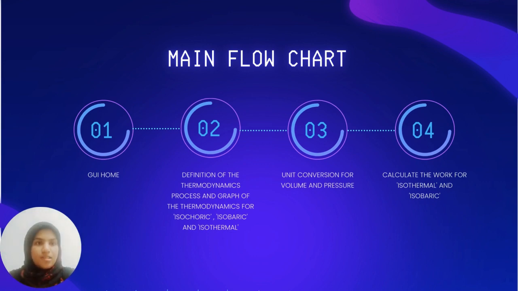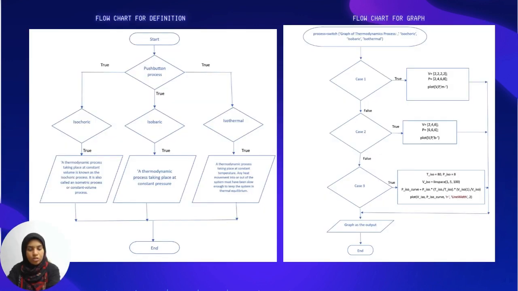Firstly, guide home. Secondly, definition of the thermodynamic process and graph of the thermodynamics will be shown for isochoric, isobaric, and isothermal. Thirdly, unit conversion for volume in meter cubic and pressure in Pascal will be shown. Lastly, this program will calculate the work in joule for isothermal and isobaric. So I will continue to the next part, which is flowchart for definition.